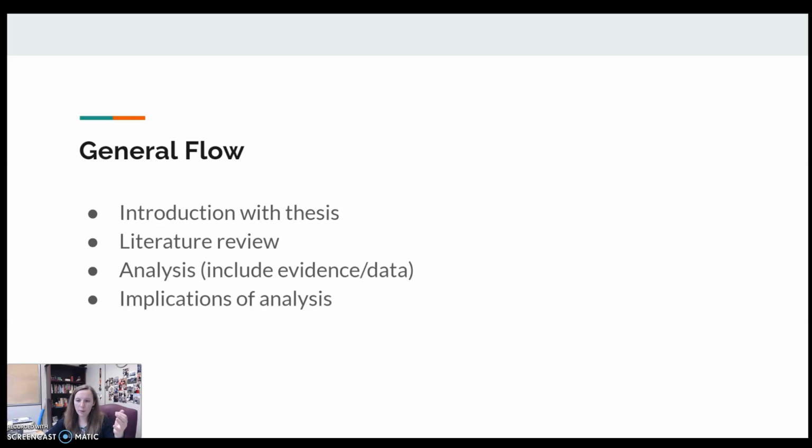So a general flow of a paper might go something like this. You're going to have your introduction with either your thesis or your claim, and then you're going to move into something called a literature review. The literature review is where you are taking everything that's already been studied, researched, compiled on this topic and synthesizing it together, pulling it into one thing, reviewing it, talking about it, pointing out common themes and gaps in knowledge, which then will move into your analysis and your research.